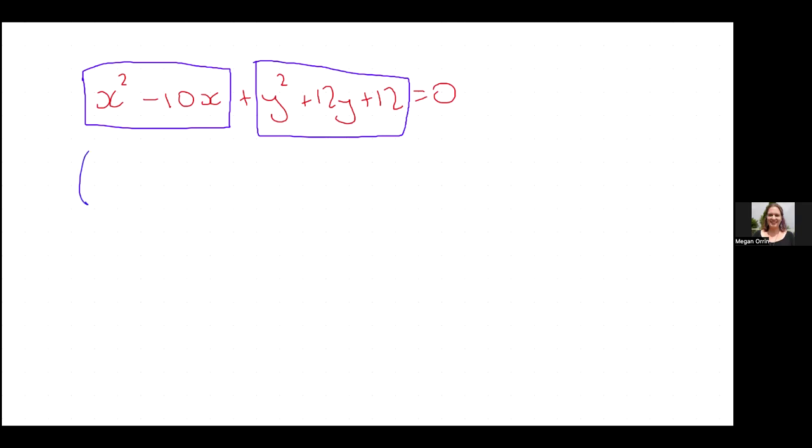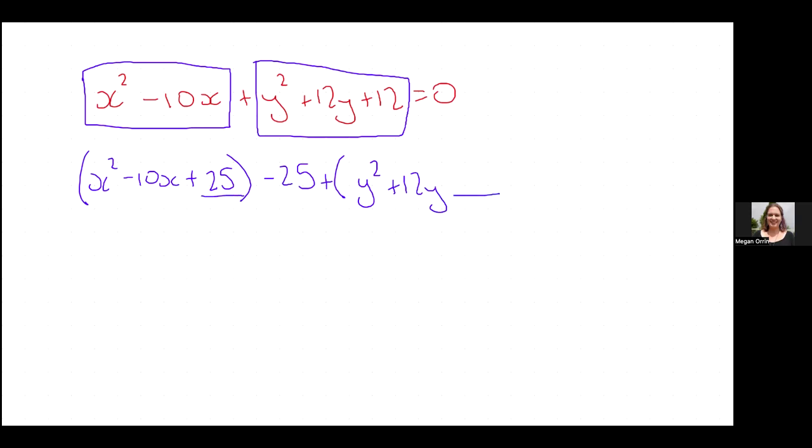So I've got x squared minus 10x, and what belongs here? Remember, halve this and square it. So half of this is negative 5, squared is 25. If I add 25, I've also got to subtract 25. And then I do the same for this. So this becomes plus y squared plus 12y. What belongs here? Well, halve this and square it. So that's going to be 6 squared, so 36.